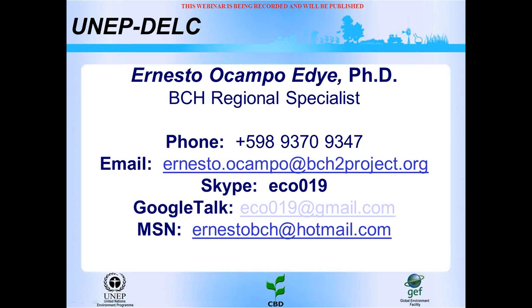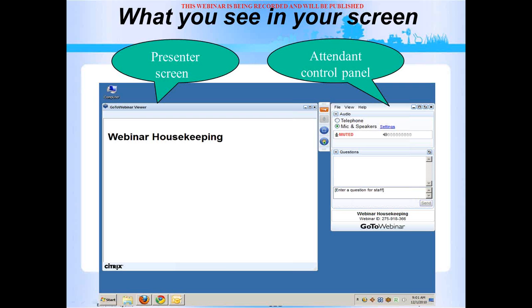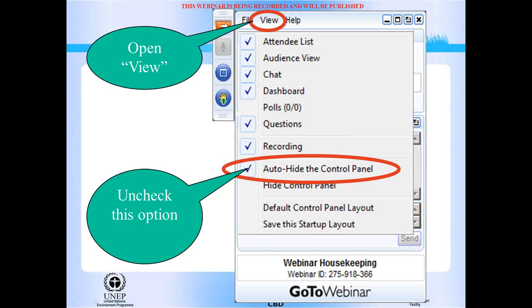Just a few slides about the control panel that you have for this GoToWebinar tool. On the left side, you will see that you have your presenter screen. We will project our PowerPoint presentations and our screens on your screen in that panel. And on the right panel, you will have a control panel. It's important to note that this control panel will collapse after a few minutes if you don't change some options. So it's interesting to go to the menu and open the view menu and uncheck the option that says auto hide the control panel.